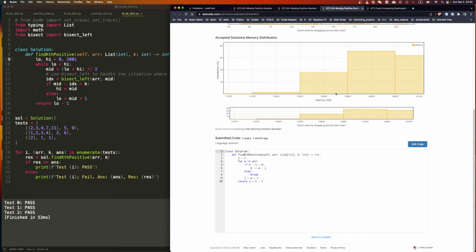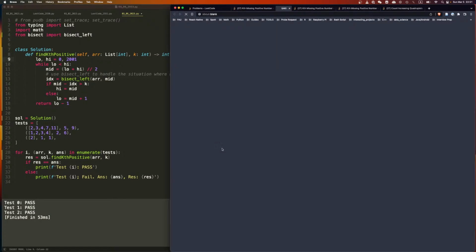What's this? J equals 1. For each one, A minus J. If A minus J is smaller than K, A minus J. K minus... I don't know what this is. I did not put any explanation. That was pretty bad.